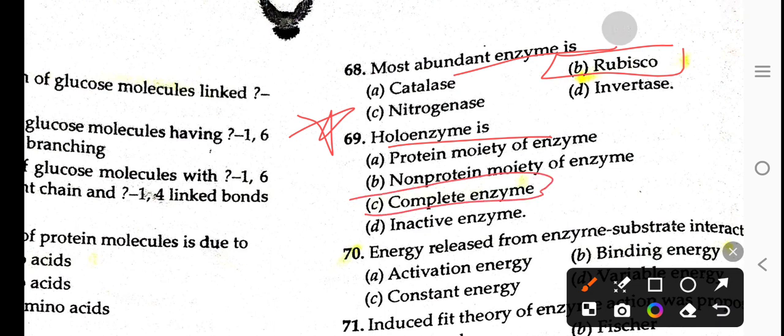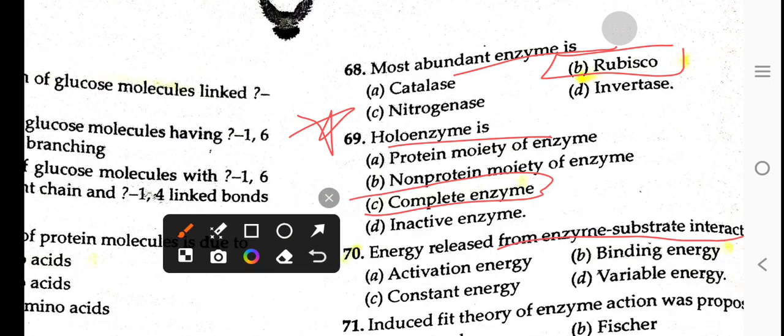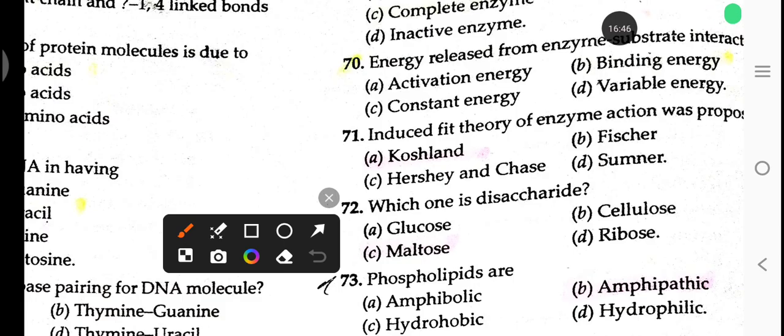Energy released from enzyme substrate interaction, what do we call it when enzyme and substrate interact? It is called binding energy. Option number B is the right answer. Next, induced fit theory of enzyme action was proposed by Koshland. There are two theories. First was the lock and key hypothesis, given by Fischer, whereas the second is the induced fit theory of enzyme action, given by Koshland.